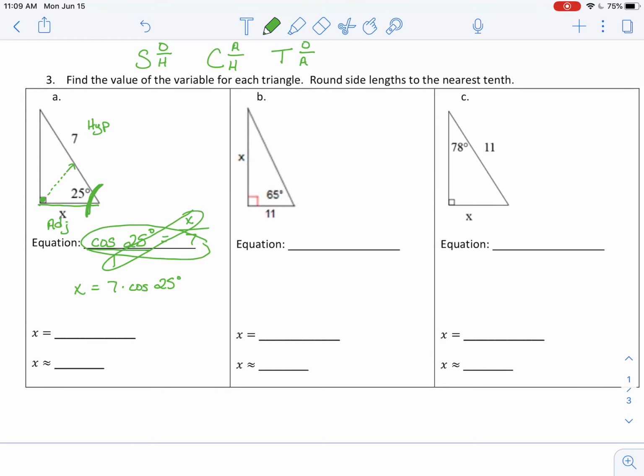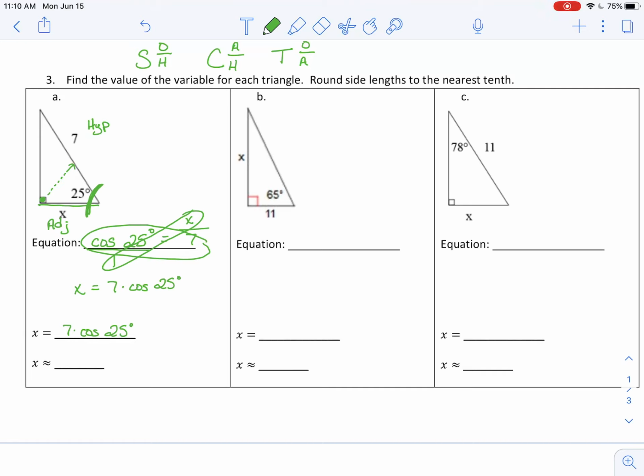So we're going to do two different things. That's what these two blanks are. One of them is, what are you going to put in your calculator? What is x actually equal to? That's what I just wrote down. 7 times the cosine of 25 is what's going in my calculator. Then you'll see these approximate signs. We are going to get our actual answer to the nearest tenth now.